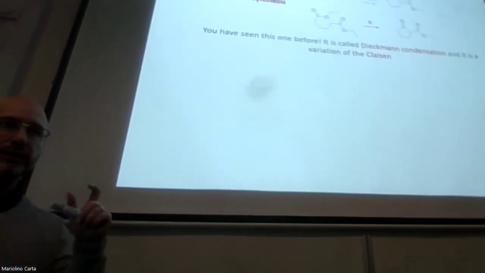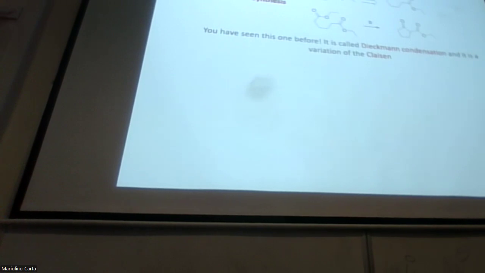This reaction, if you remember names, is called the Dieckmann condensation. It's a variation of the Claisen because the Claisen is a condensation of an enolate with an ester. In this case, the Dieckmann is intramolecular, but the chemistry is absolutely the same. Alpha protons, they kick out an ester group, keeping a carbon. What about this one?